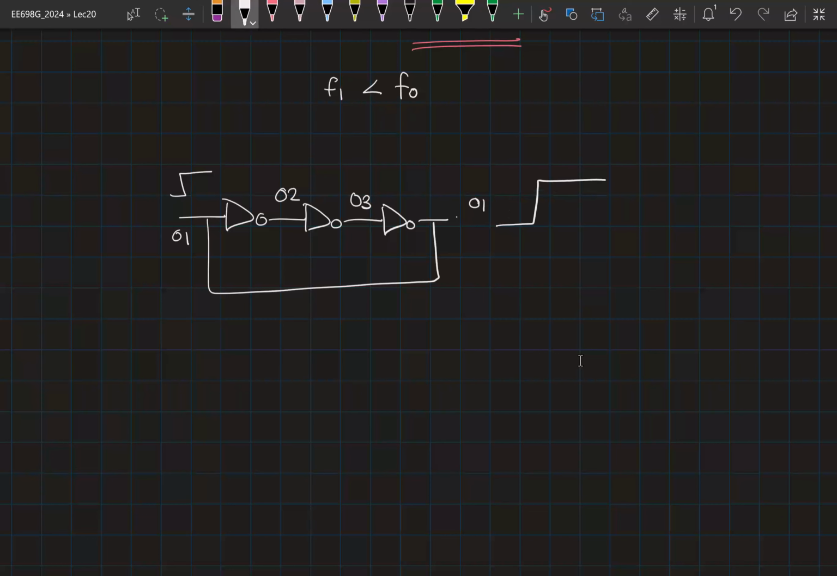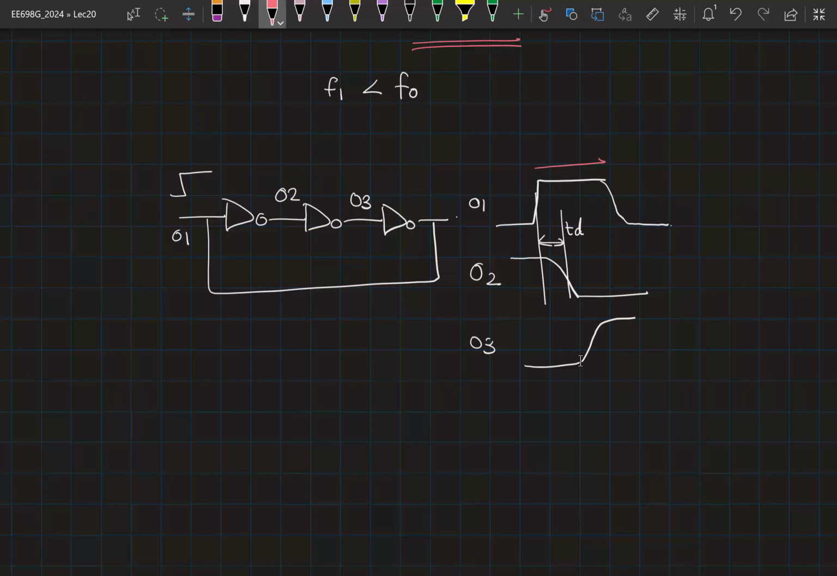So if O1 has a rising edge, what happens to O2? It will have a falling edge. Let's assume that the delay between these two is TD. Now O3 will have a rising edge, then O1 will have a falling edge corresponding to that. So from the rising edge to falling edge, how much time did we take?